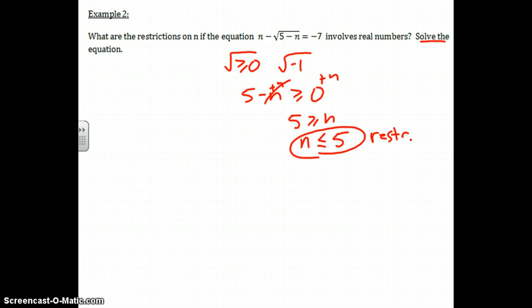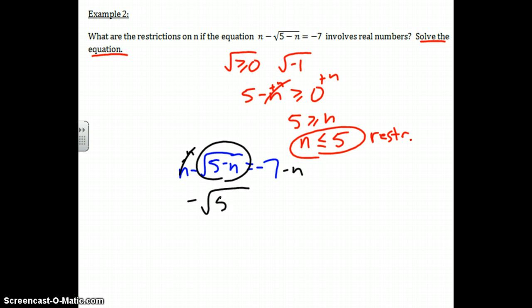Now looking at the next part, the solving of the equation. We've got n minus the square root of 5 minus n equals negative 7. What we want to do is isolate the radical part if possible. In this case, there's only one radical, the square root of 5 minus n, so we can isolate it. To do that, I subtract the n to the other side. So I have negative square root of 5 minus n equals negative 7, take away n.